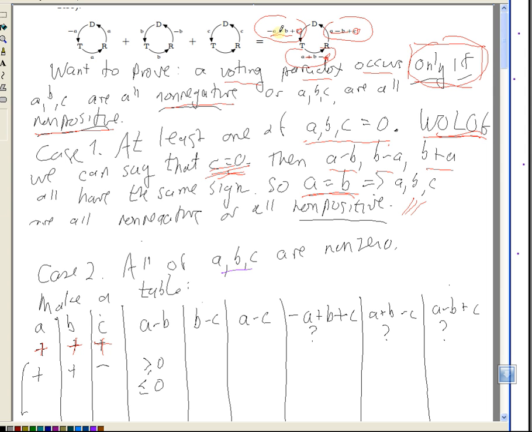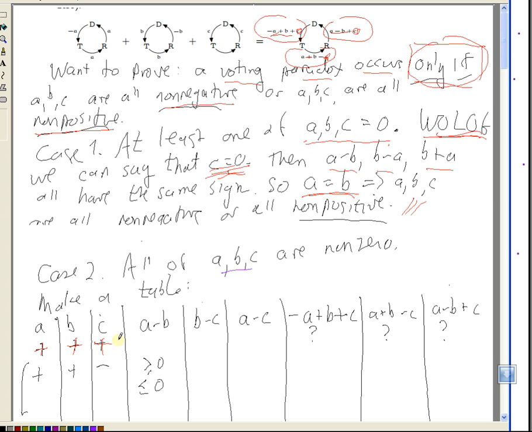Minus A plus B plus C, well, that could be positive or negative. A minus B plus C, that could be positive or negative. A plus B minus C, that could be positive or negative, depending on the relative sizes of A, B, and C. So that's why I put these three question marks. Fortunately, we don't need to decide this case, because all we're trying to prove is that if A, B, and C are not the same sign, then it's not possible to have a paradox.